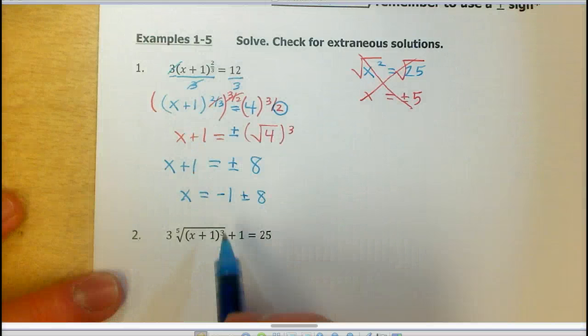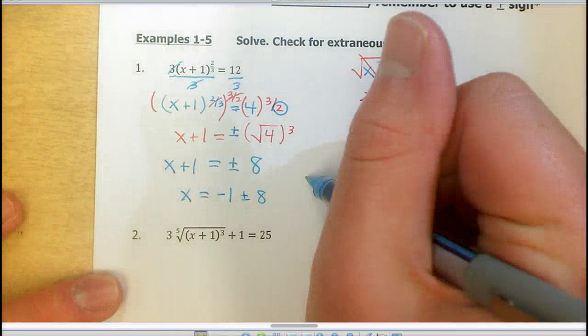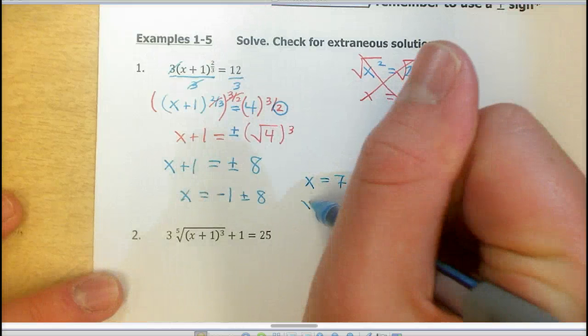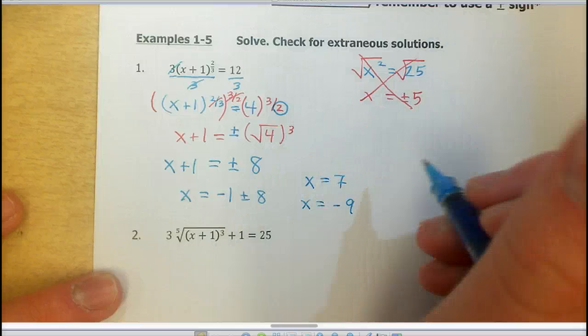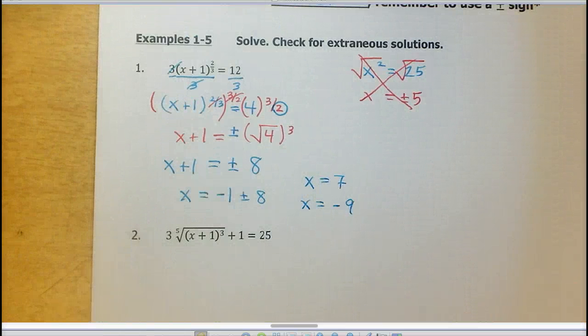Well, negative 1 plus 8 would be x equals positive 7. Negative 1 minus 8 would be x equals negative 9. So I have 2 potential answers here. I do need to check those for extraneous solutions. However, I'm going to use my calculator to do that.